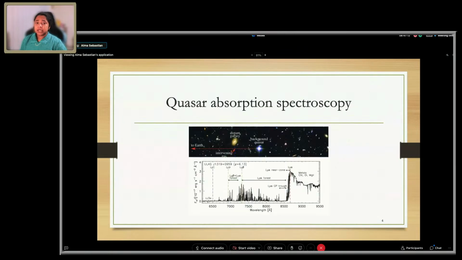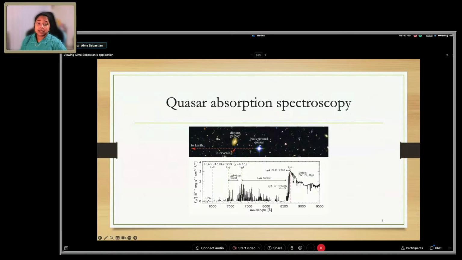In order to study the elements that are present in the CGM, we use a technique called quasar absorption spectroscopy, where we search for absorption lines in the spectrum of a background quasar that are being produced by the intervening clouds along the line of sight. And this is a classic example of a redshift 6 quasar spectrum, where you can see the metal absorption lines being detected redward of the Lyman alpha emission line.